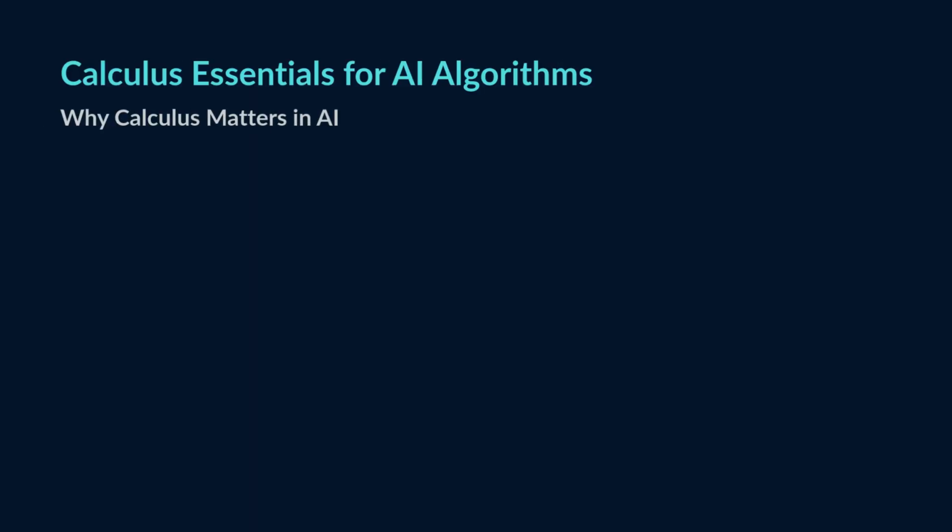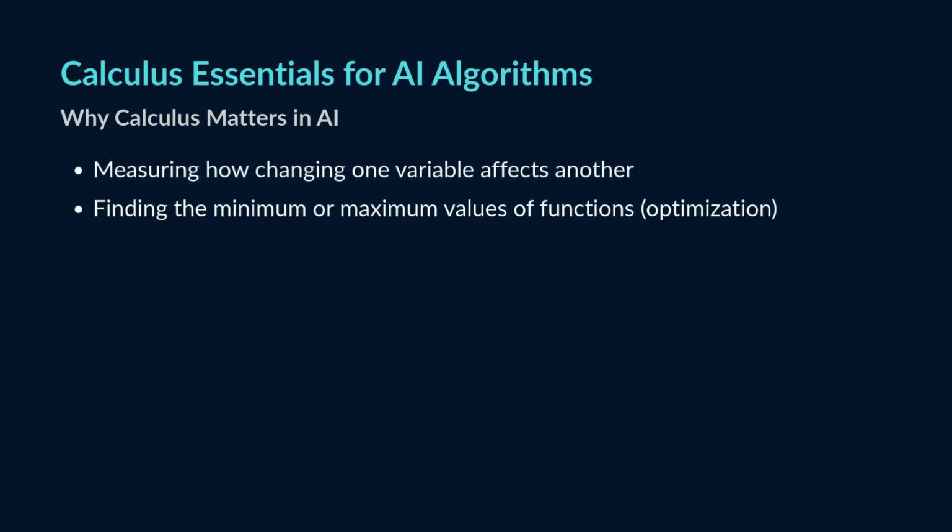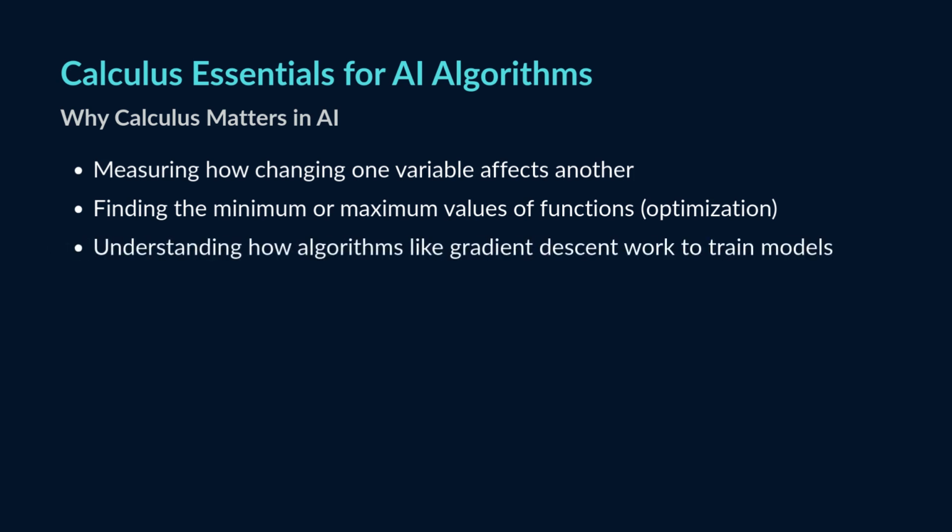Let's first see why calculus matters in AI. AI models, especially in machine learning and deep learning, work by adjusting parameters to minimize errors and make accurate predictions. Calculus provides the mathematical tools for measuring how changing one variable affects another, finding the minimum or maximum value of functions, that is called optimization, and understanding how algorithms like gradient descent work to train models. Without calculus, modern machine learning techniques like neural networks would not be possible.